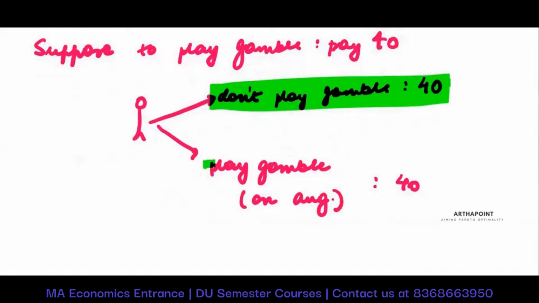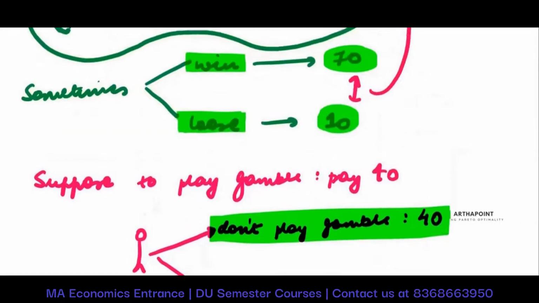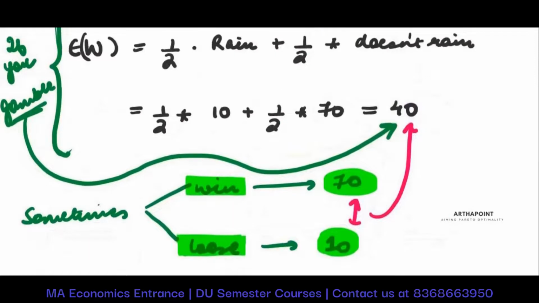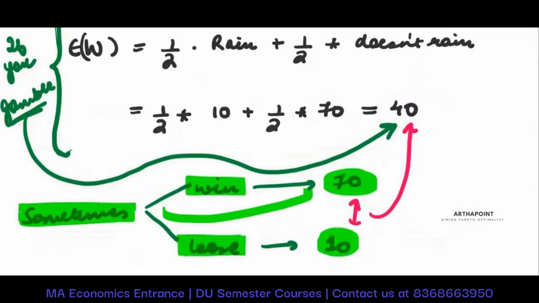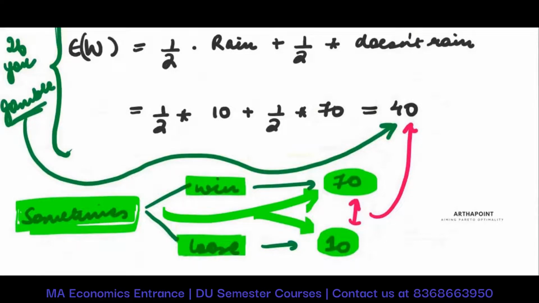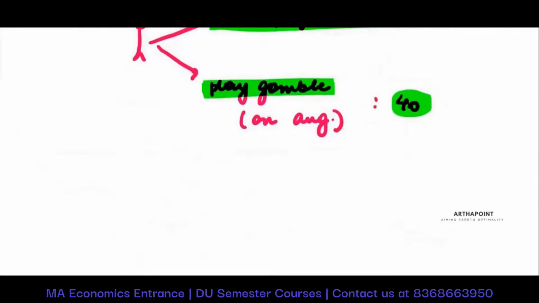But if you're playing the gamble, then you will have this 40 on an average. Sometimes you will have 70 with you. Sometimes you will have 10 with you. But on an average, you will have 40. Please understand the difference first. Now, the first kind of individual that we want to take is a risk-averse individual.